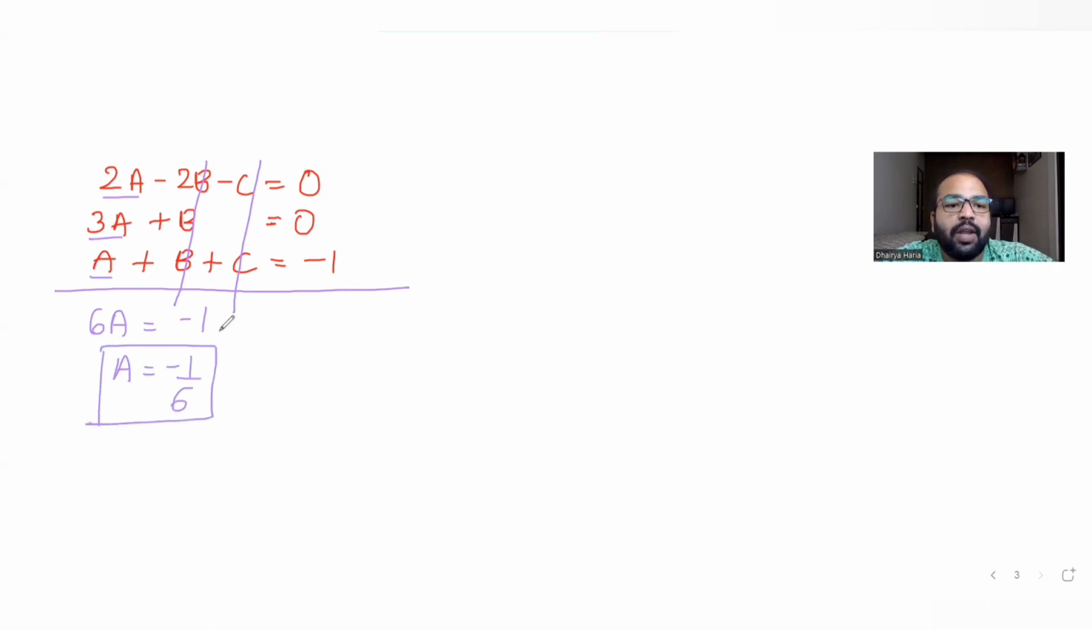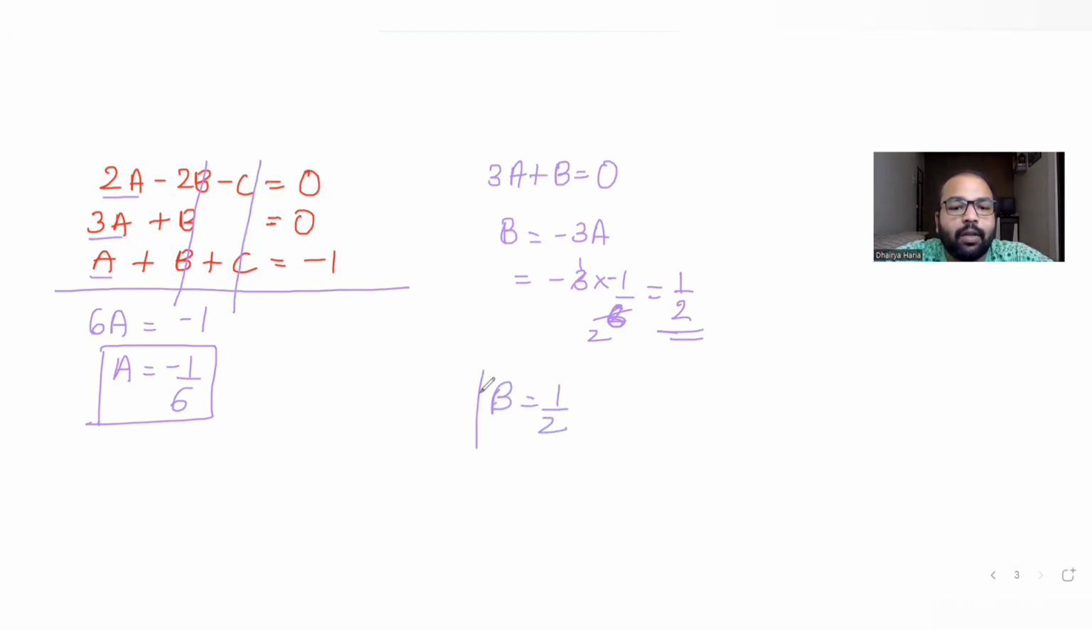Further, if I get a, I already know 3a plus b is equal to 0, so b becomes minus 3a, and here if I find out, it becomes minus 3 into minus 1 by 6, right? So 3 ones are 3, 3 twos are 6, and minus into minus makes it plus, so half is the value for b, right? I get a, I get b also. If I substitute a and b in this third equation, I get c also.